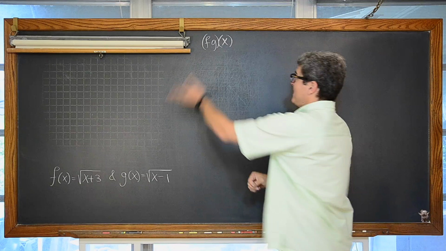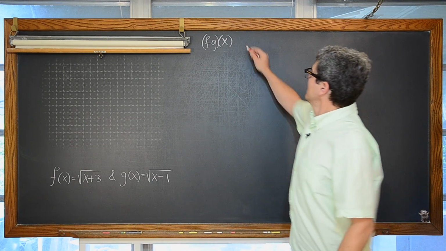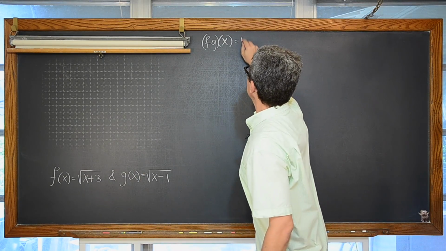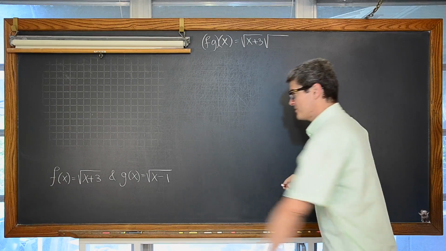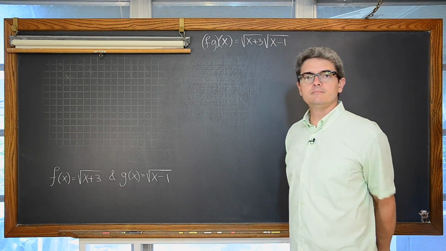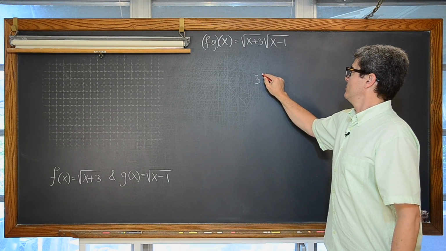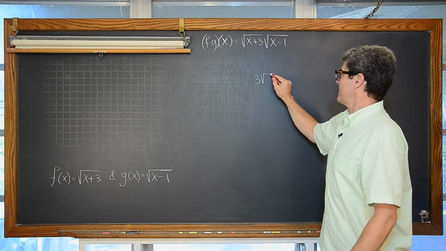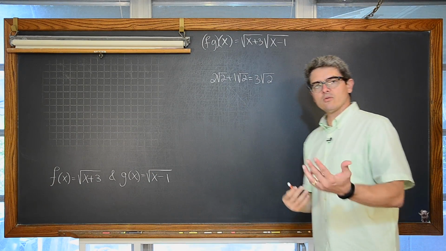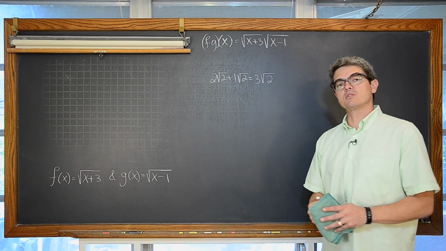Alrighty then. We have the product of f and g. Well, that means that we're going to take the square root of x plus 3, multiply it by the square root of x minus 1, and voila. Now, while we talked earlier about, well, that was the final answer, wasn't it? Yeah. While we talked about earlier, there's a lot of restrictions involving the addition and subtraction of radicals.